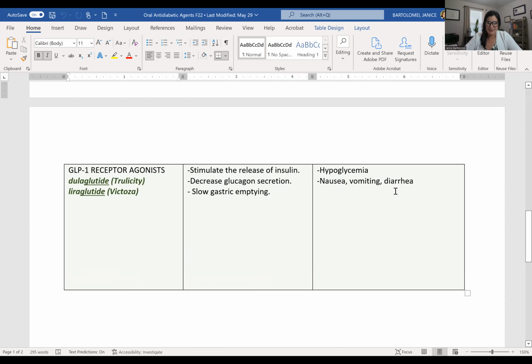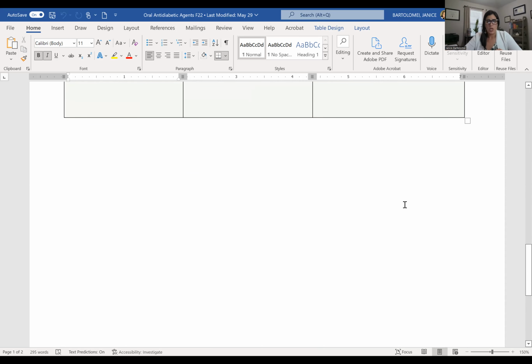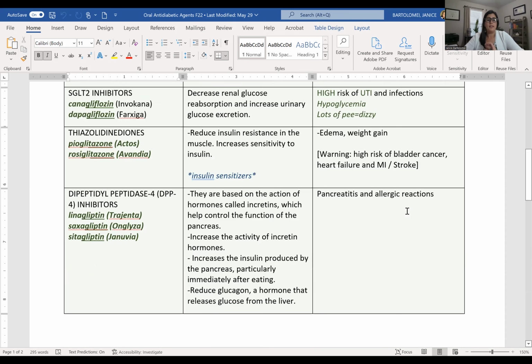And now, last but not least, the GLP-1 receptor agonists, they stimulate the release of insulin, they decrease glucagon secretion, and slow gastric emptying. They can cause hypoglycemia, nausea, vomiting, and diarrhea. So that is a sum up of your anti-diabetic agents.